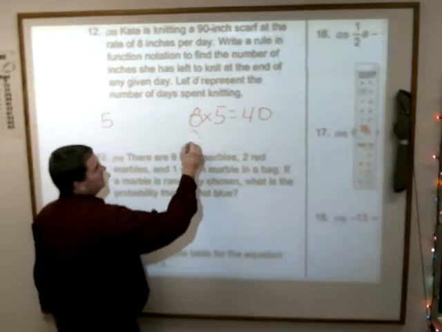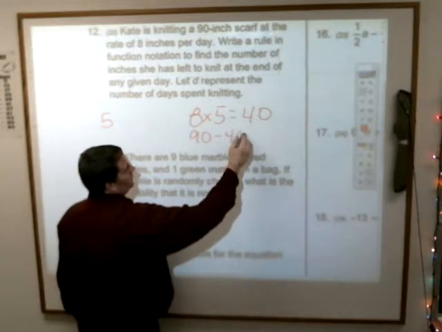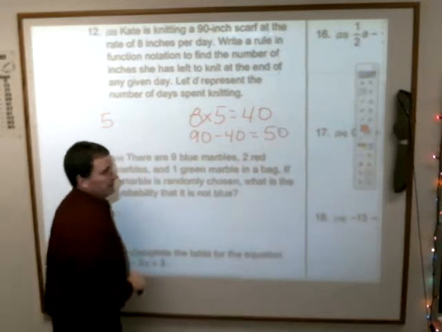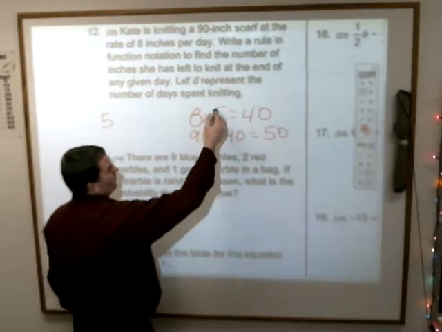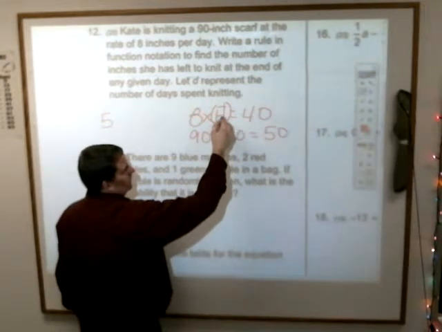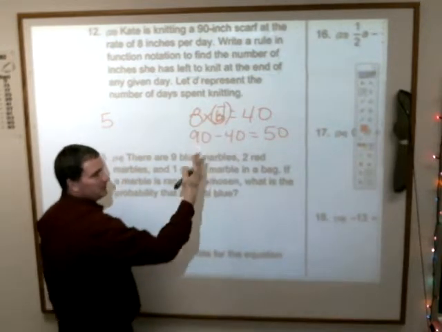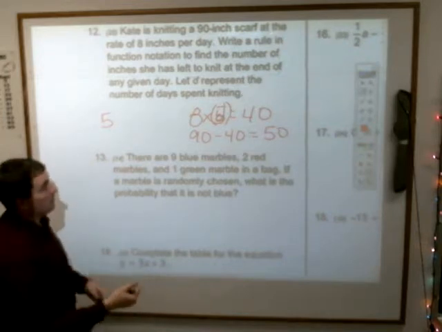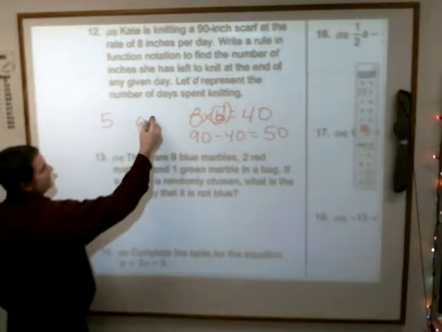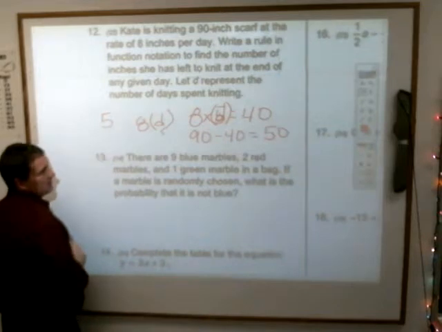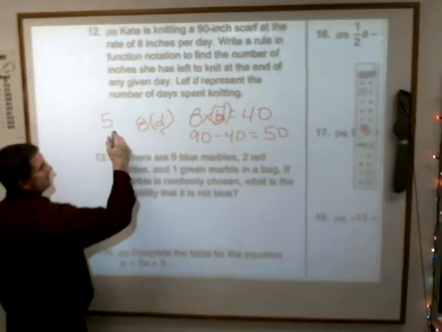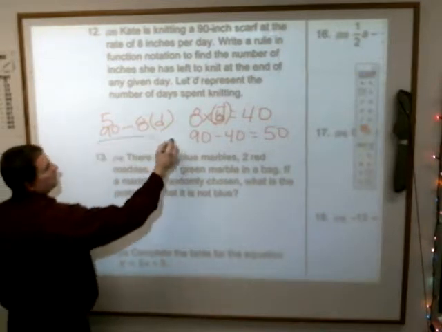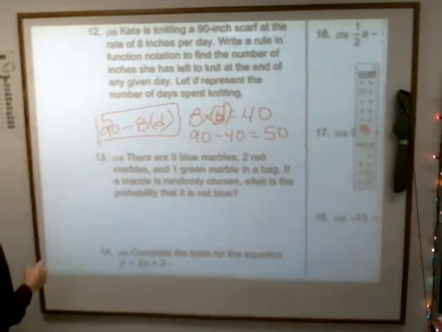Okay, you take 90 and subtract 40 from it, and you have 50 to knit. Well, you don't know the exact number, but this was the number we put in for the letter D. So take that 5 out and put the letter D in it and just write the equation with what you did. What did you do first? You took 8 times 5, which was the number of days, and then once you got that answer, what did you do with it? You subtracted it from 90. So there's the equation.